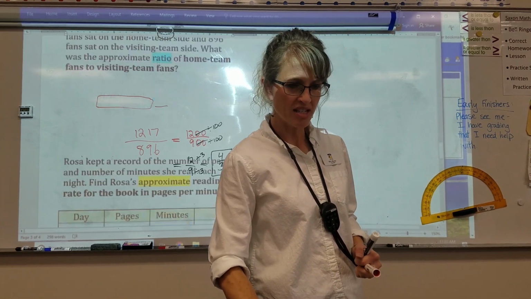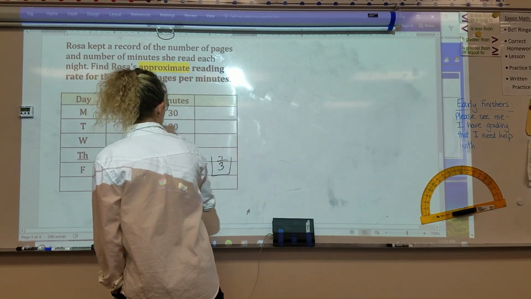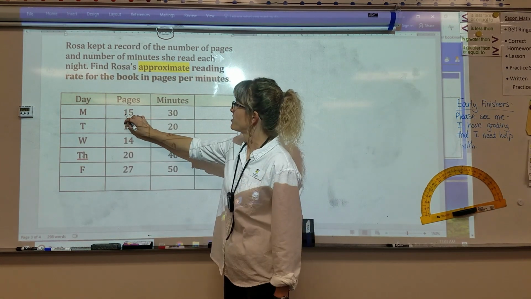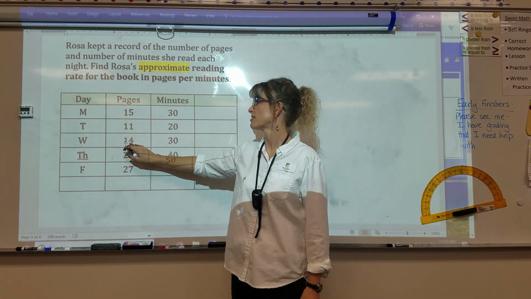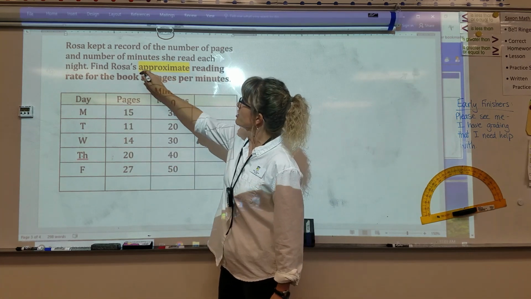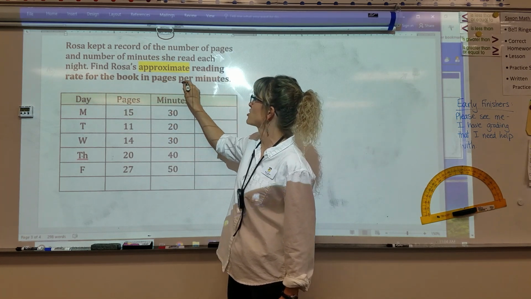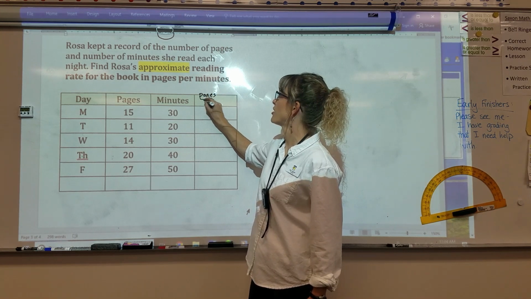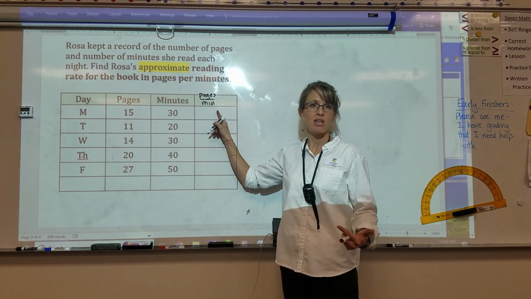All right. Our last example is a graph. This is a tally Rosa recorded. When she read 15 pages, it took her 30 minutes. When she read 11 pages, it took her 20 minutes, and so forth. It says we're going to approximate her reading rate for the book in pages per minute. Pages per minute is the giveaway. We know pages is going to be on top, minutes on the bottom.